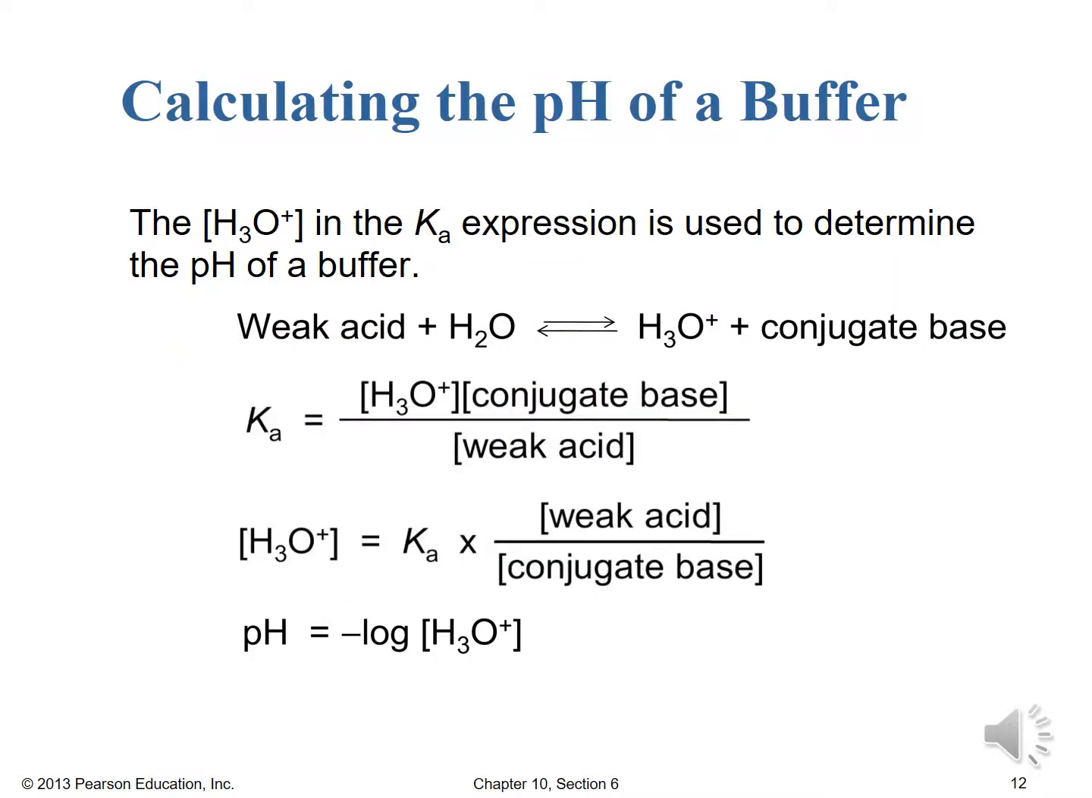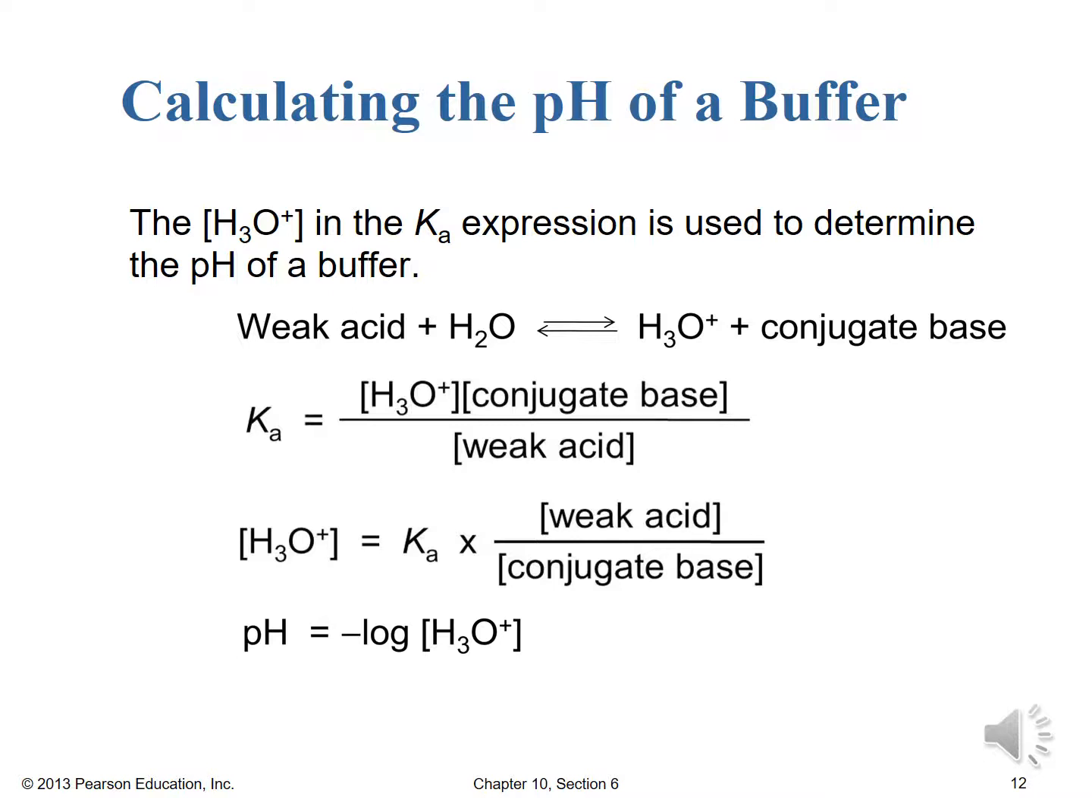So hopefully you got the concept down. That's the most important part, right? Of course, in this course, we also like to do calculations. So now that we have a basic understanding of how buffers act, let's talk about calculating the pH of a buffer system. The H3O+ concentration in the Ka expression is used to determine the pH of a buffer.